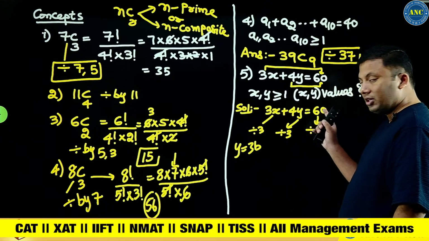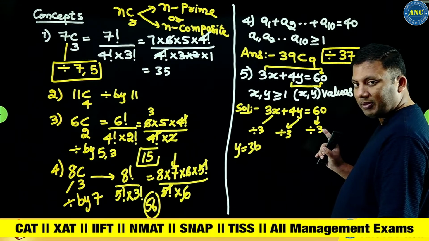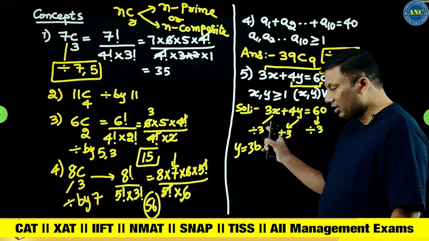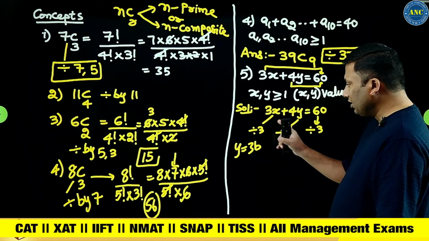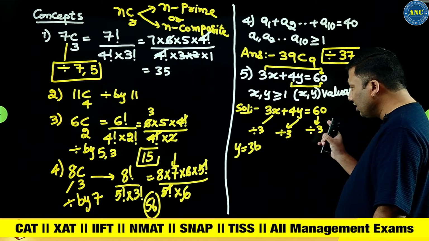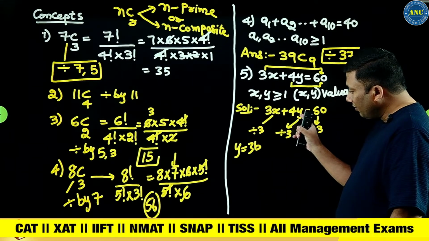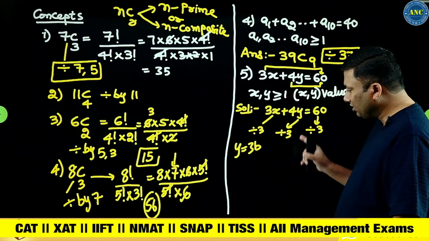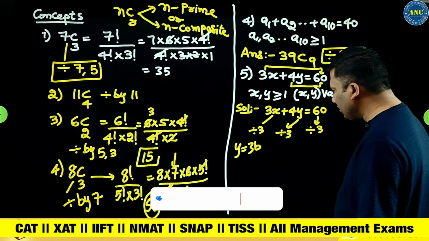Again I am repeating. 60 is divisible by 3. 3x is 3 into any number, so it is divisible by 3. This should be divisible by 3. 4 is not divisible by 3, so y should be divisible by 3.